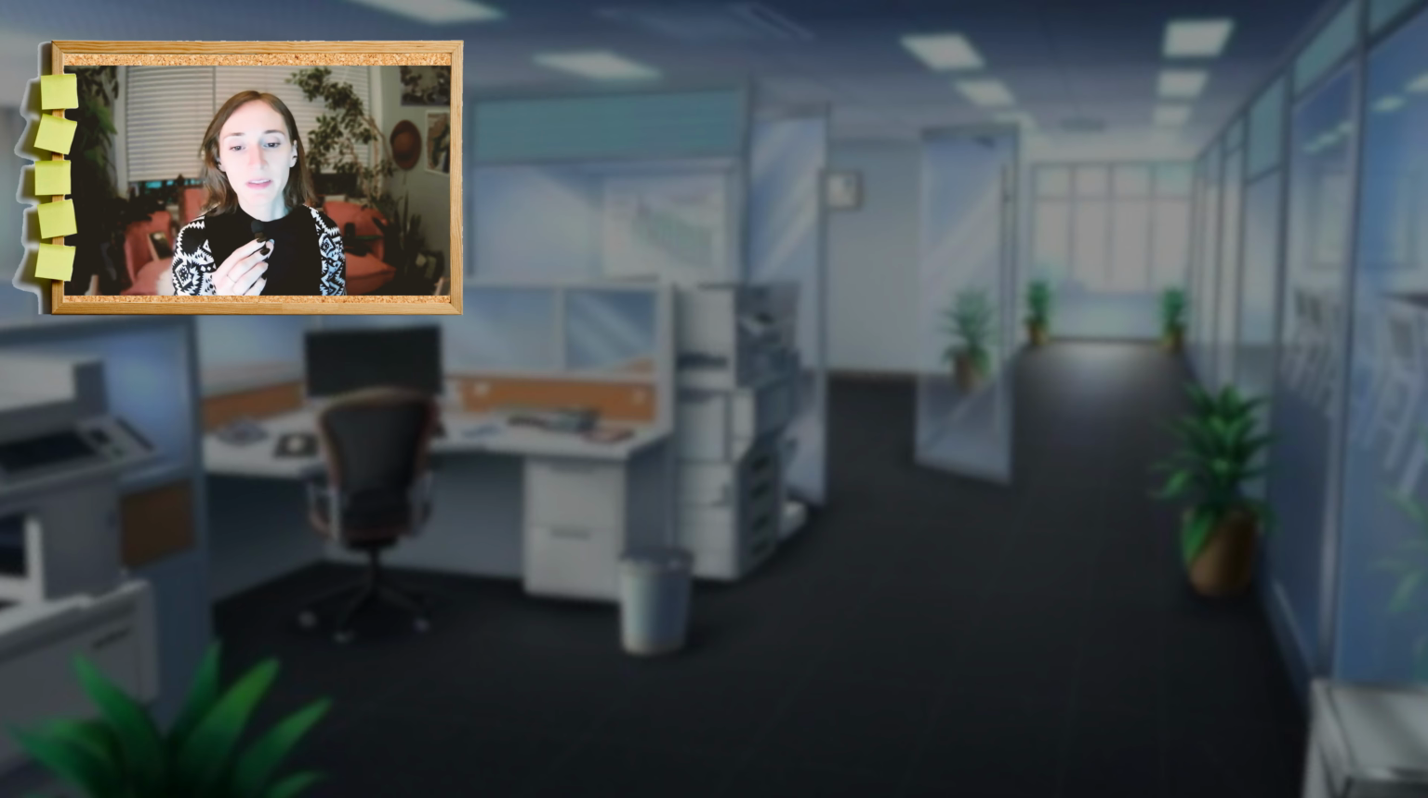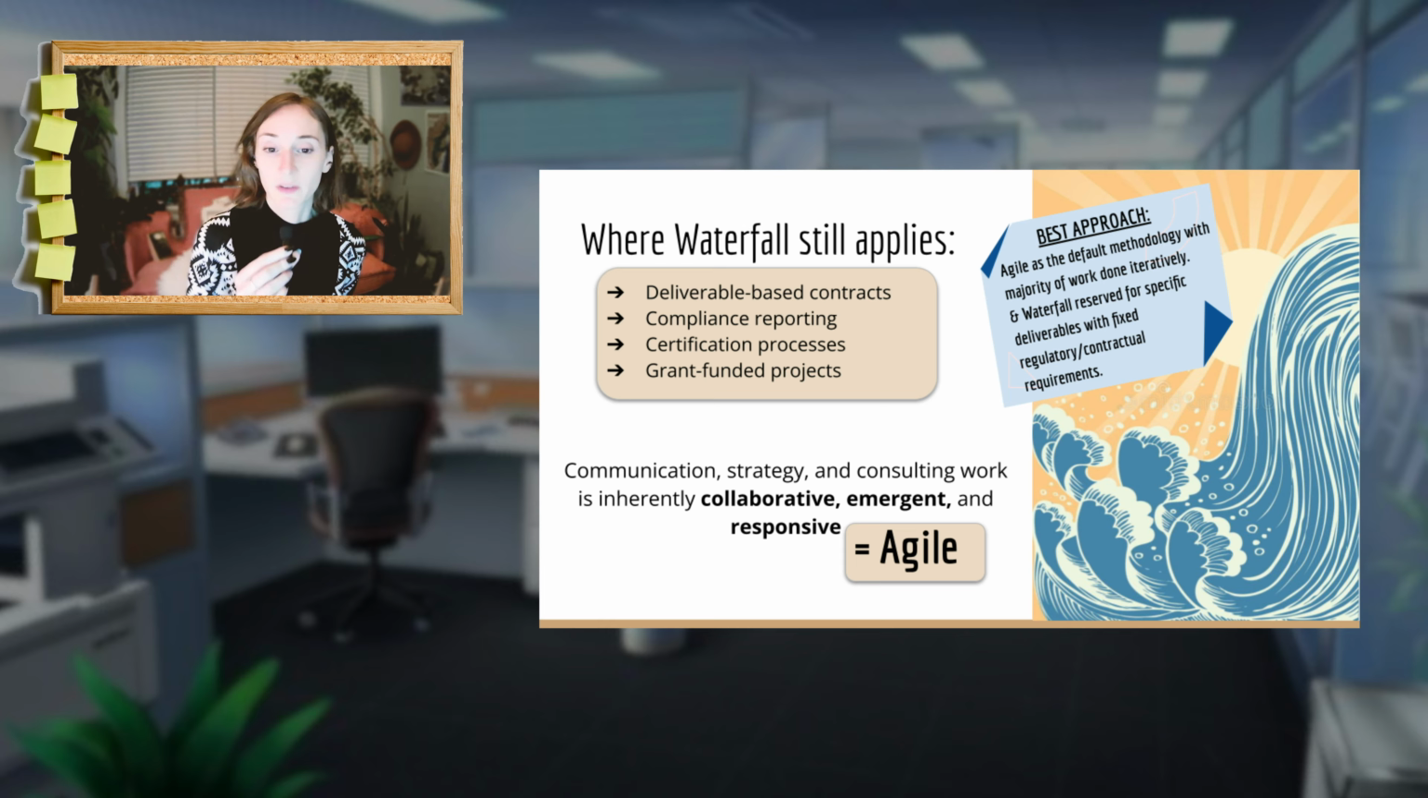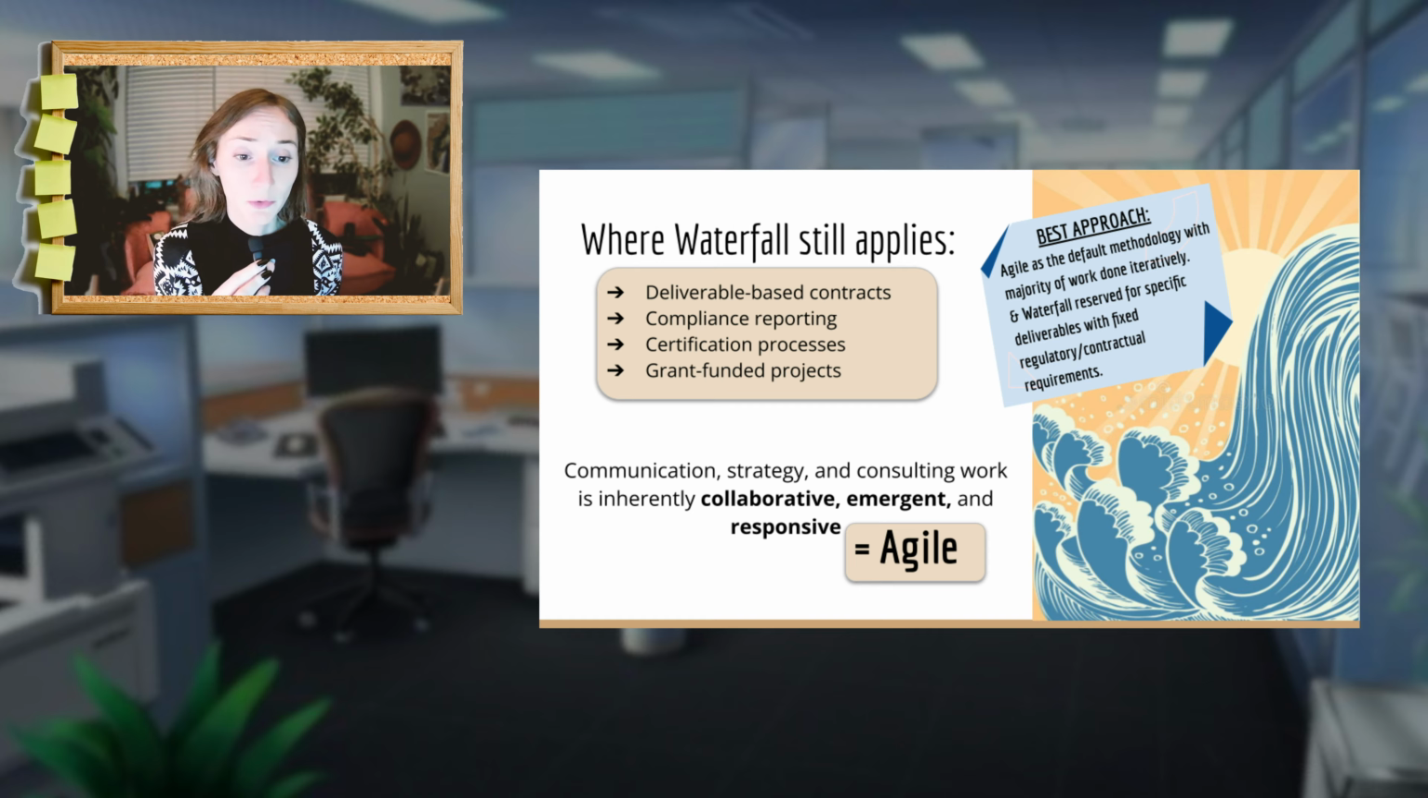However, the waterfall method still applies in some aspects. For example, deliverable based contracts. Some clients require proposals that have fixed scope or fixed contracts. Compliance reports have fixed deadlines and formats. Certification processes, where getting a certification follows the sequential steps and requirements of the waterfall method, and grant funded projects where funders may require details upfront, plans, fixed deliverables, etc.